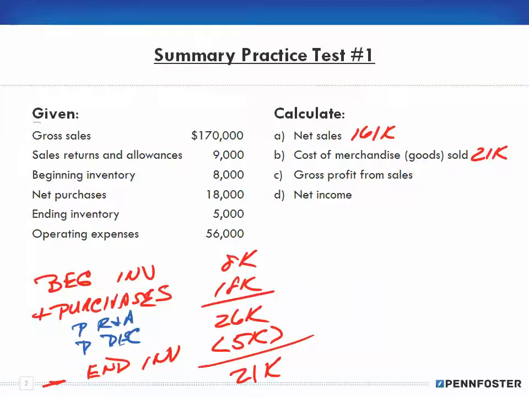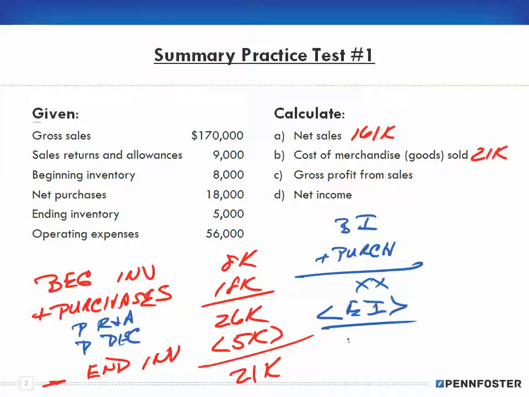So with all of that said, and working on just this particular problem, the basic formula is I have a beginning inventory, and then I have to consider my purchases. I'm going to add those together, right? And whatever I get, then I'm going to subtract out my ending inventory, and that's going to give me my final cost of goods sold.